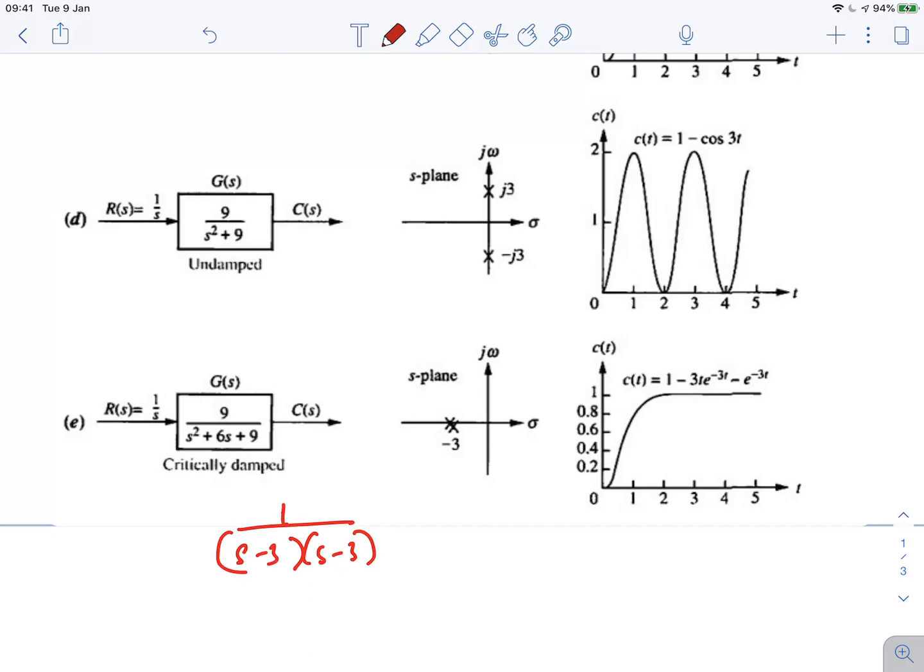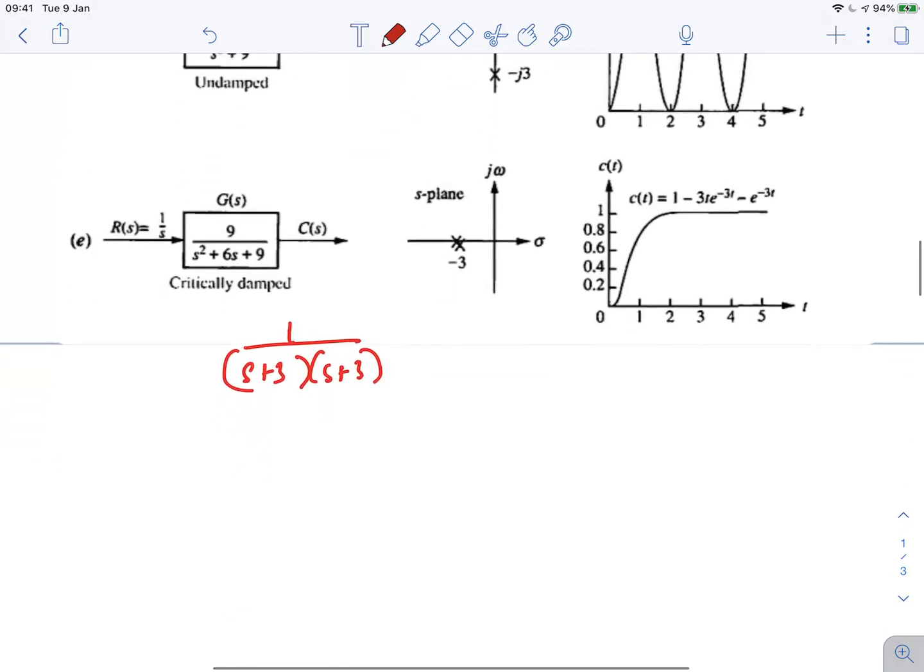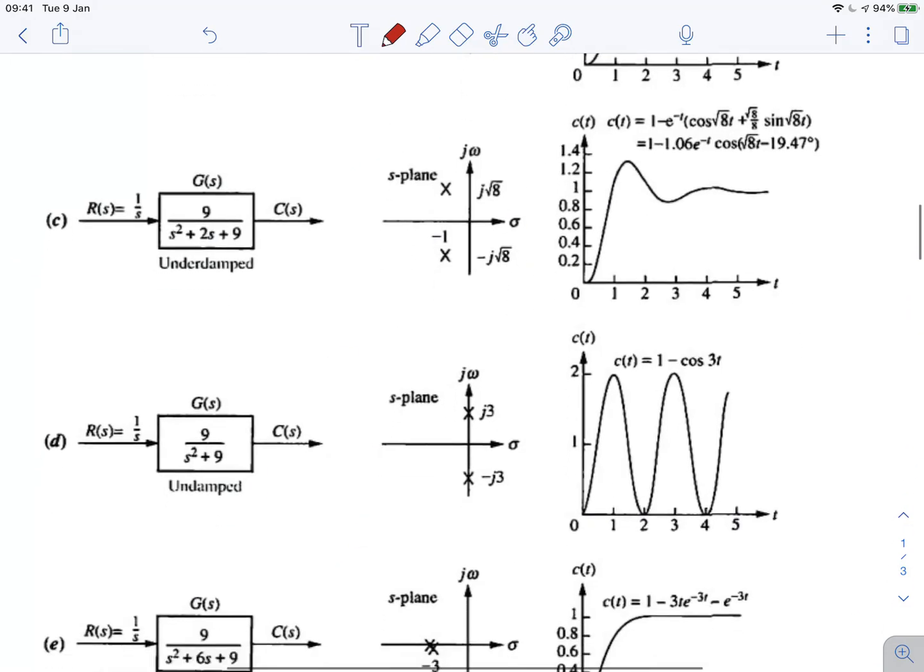So it is like a cascade connection of s plus 3 and s plus 3. It is basically a cascade connection of two first order systems, and that's why you are obtaining this behavior like a first order system. So these are the different responses.